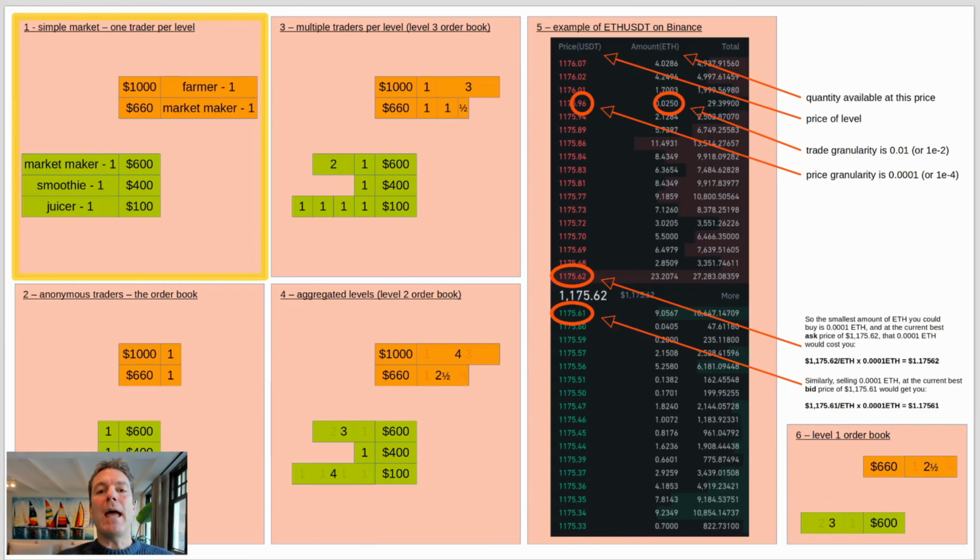Box 1 sort of recaps where we left off in episode 2. There are some people wanting to sell apples, the farmer and the market maker, and there's some people willing to buy apples, the market maker, smoothie producer, and a juice producer.